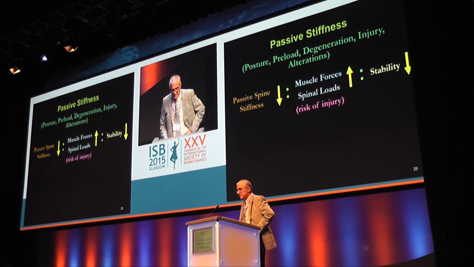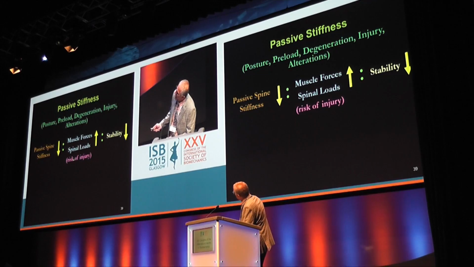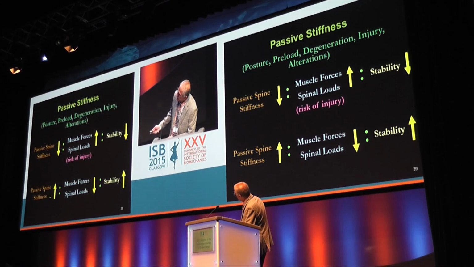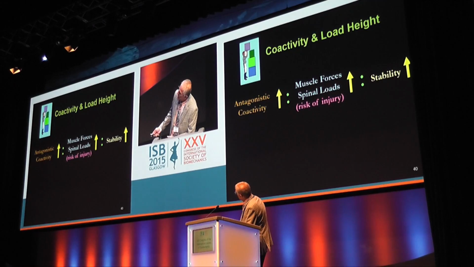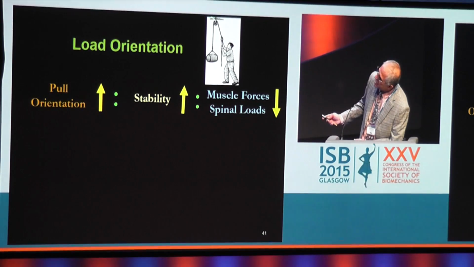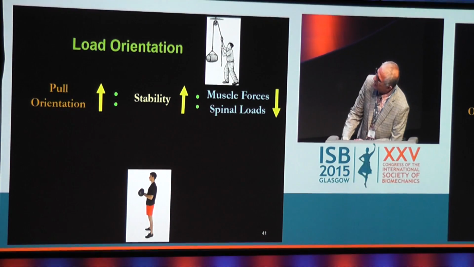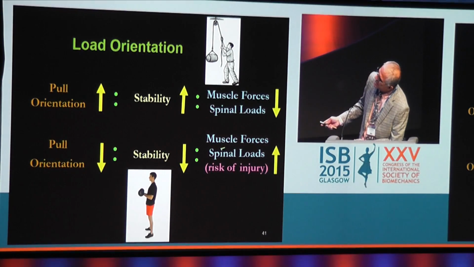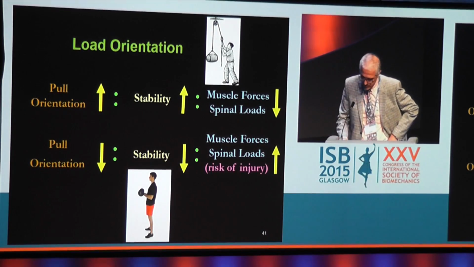Now, the conclusions of this part are that if you change the passive stiffness due to any reasons indicated here, if the passive stiffness of the ligamentous spine decreases, you need more muscle forces and spinal loads, and stability decreases with it. In contrast, as the passive spine stiffness increases, muscle forces and spine loads decrease while stability increases. If you activate antagonistic muscles and generate coactivity, then muscle forces and spinal loads overall increase, and so does the stability. If you carry loads higher, at higher elevation, stability decreases, and with that, we need more muscle forces and spinal loads. If the load orientation is more pull upward, stability is higher, but the muscle forces and spinal loads are lower. But if you apply it at the extreme in gravity, applying the pull downward, the stability decreases, but the forces, spinal loads and muscle forces increase.